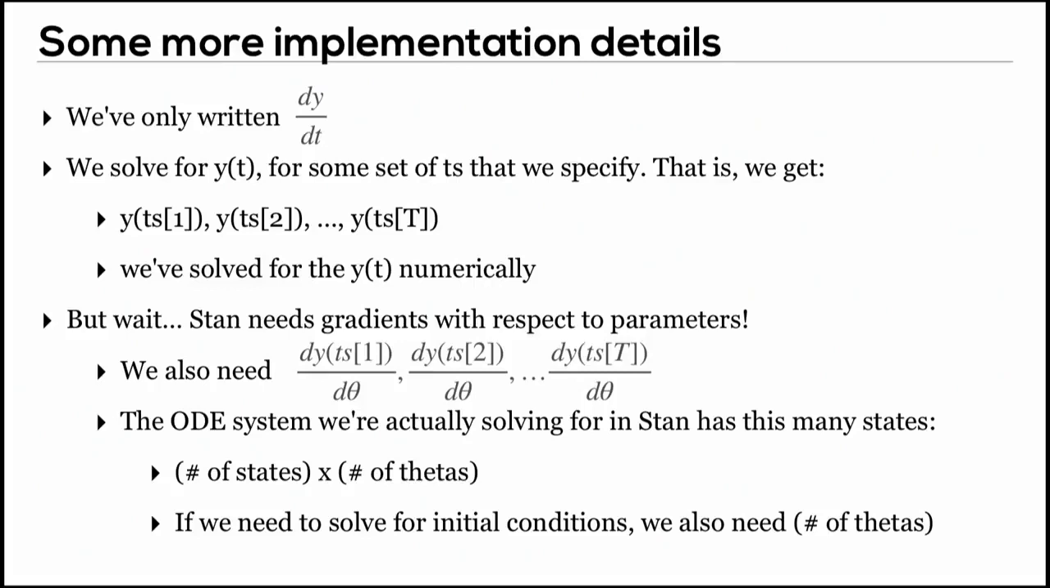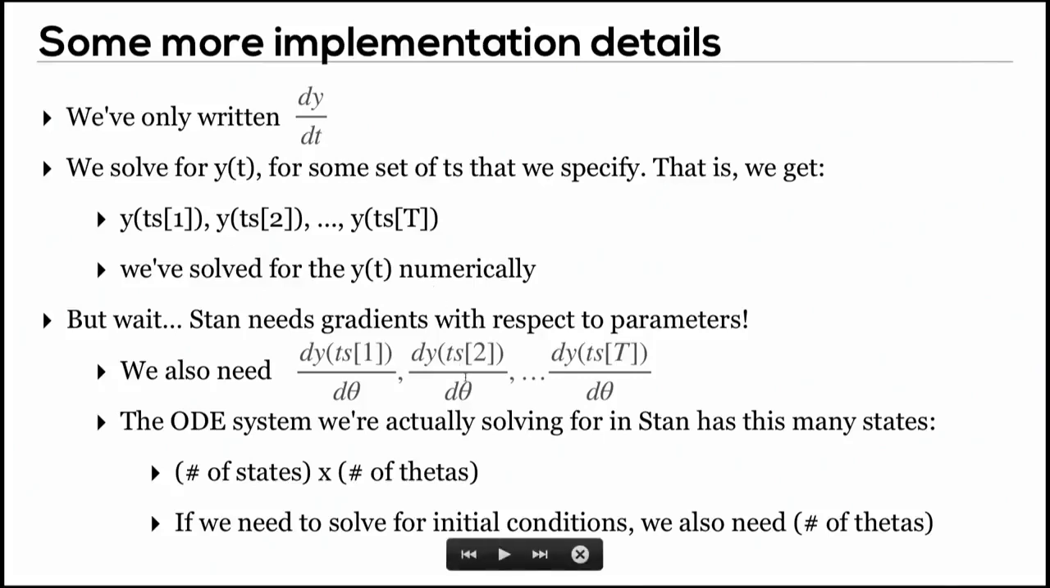So some more implementation details. Just to get into it a little bit, what we've written in our function is dy dt, and we're solving for y at those time points that we specify. So we're getting y at time 1, time 2, time t, and we're solving for that state numerically. We're using CVODES under the hood, and Boost when we do RK45.